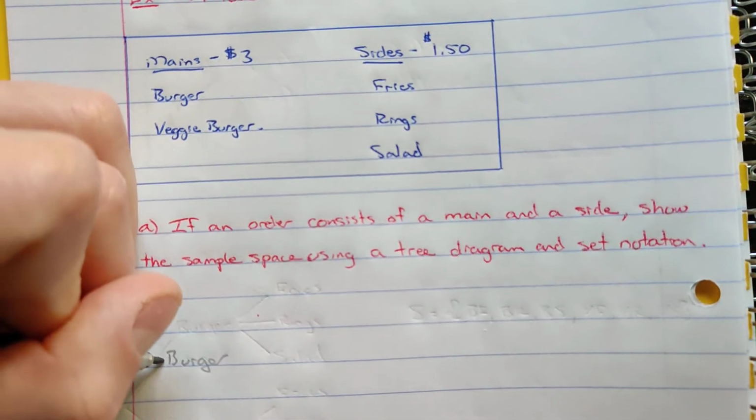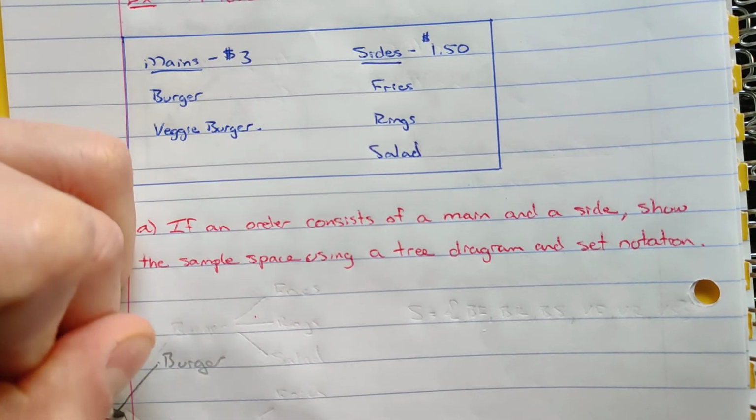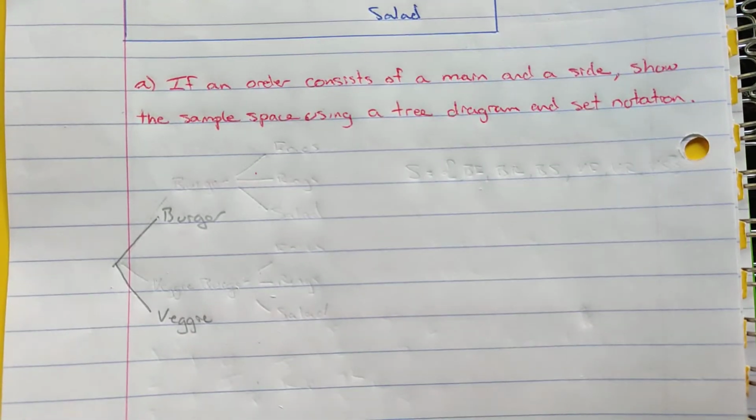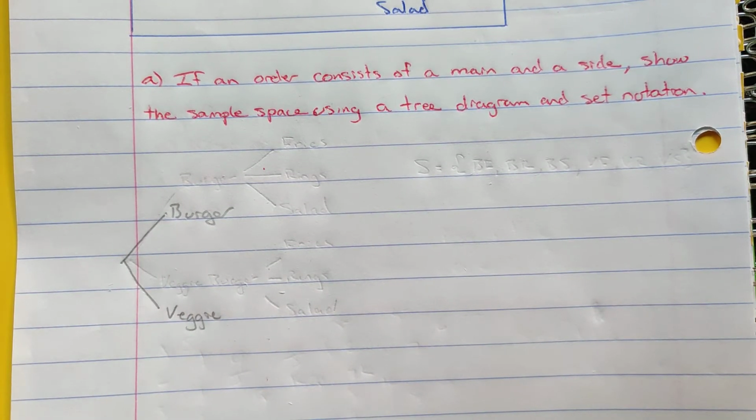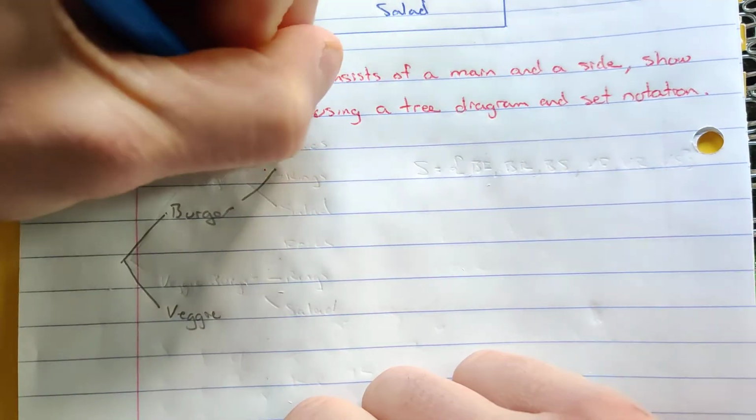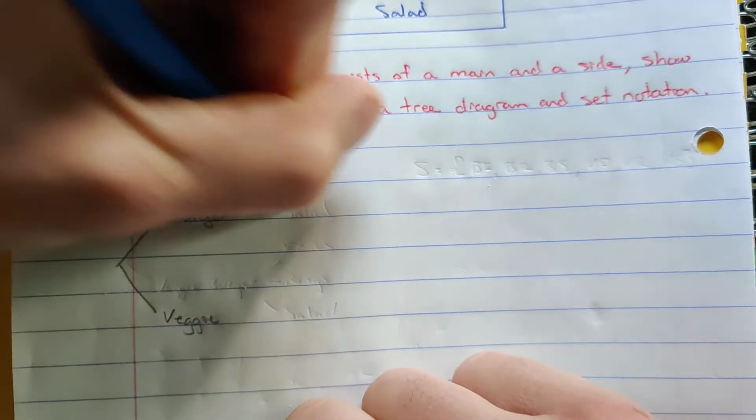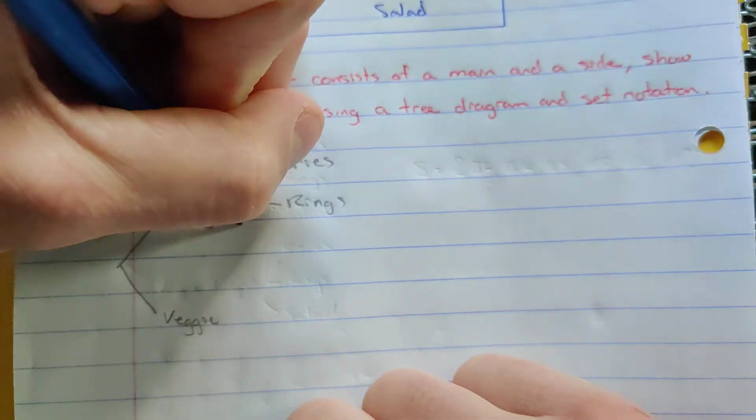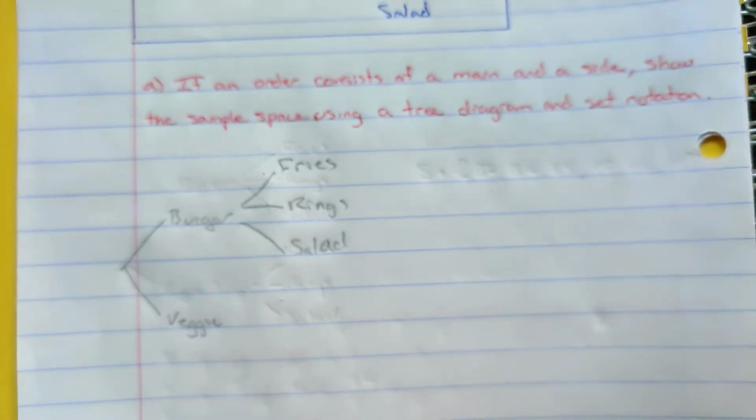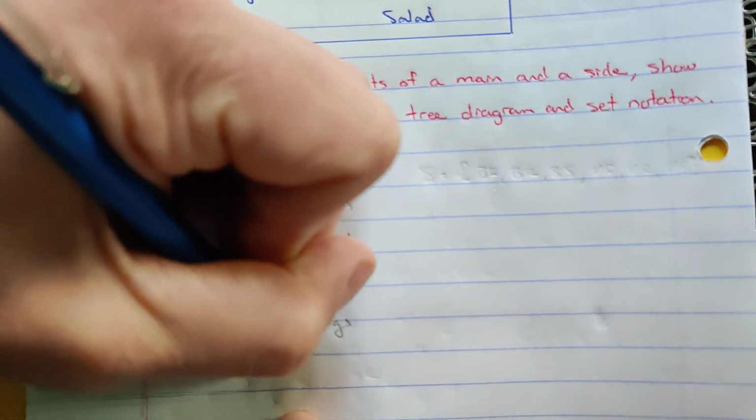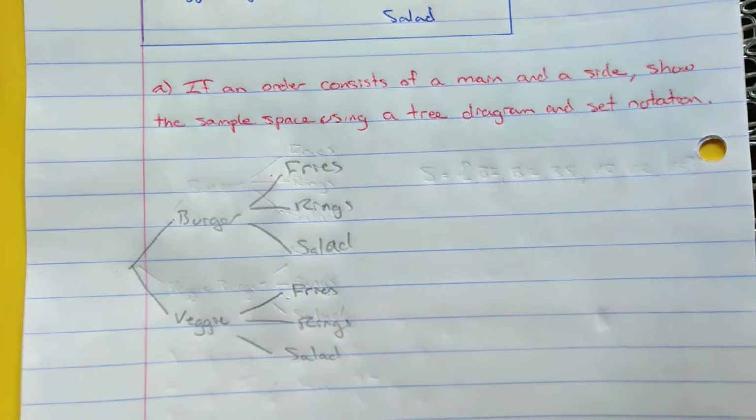I'm just going to put burger and veggie just to shorten it up here. So we've got a burger or a veggie burger, and there's our first branch off. So it branches off into those two. And then once I buy a burger, I have the option of buying fries or rings or a salad. And then if I buy a veggie burger, I have the same options. I can buy fries, so there's one branch, rings, or a salad.